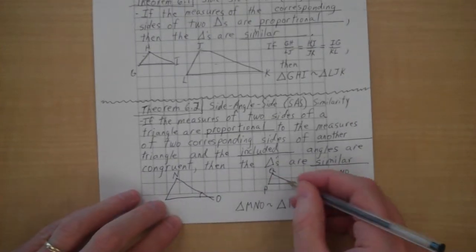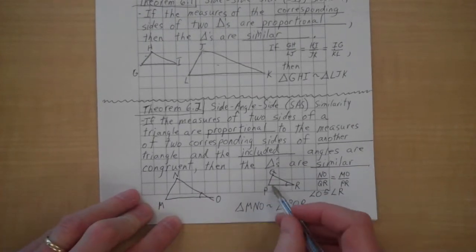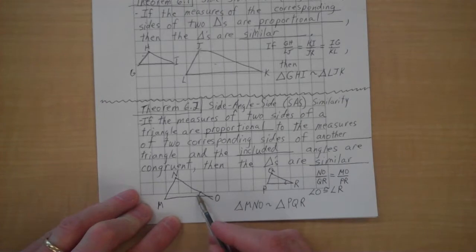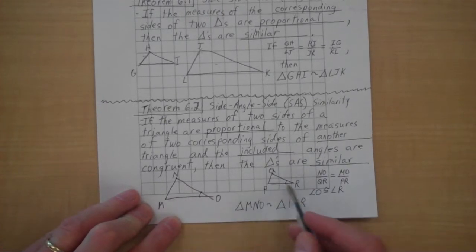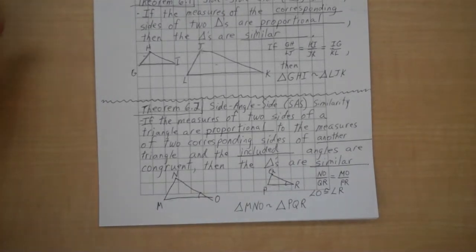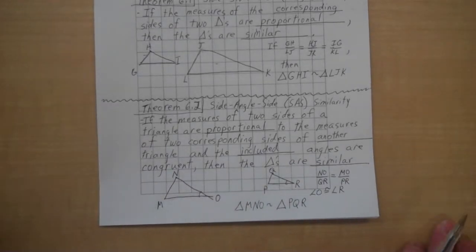Now it had to be this angle if these are the sides that we matched up. That's the included angle between these sides. All right, well, let's look at some examples.